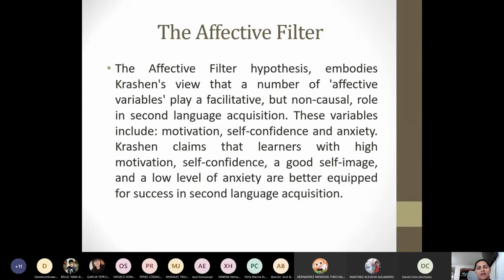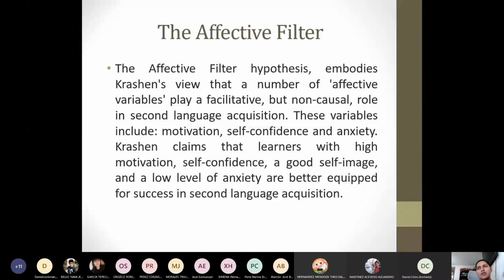Motivation, self-confidence, anxiety, stress, sadness, or energy in the classroom, make up the affective filter. And how to work on those emotions and the whole emotional dimension of teaching and learning languages might lead learning, whether to success or failure.